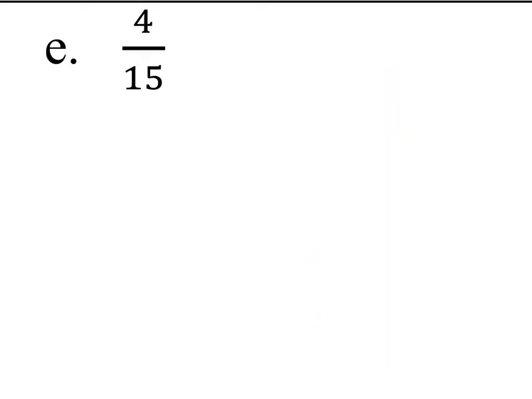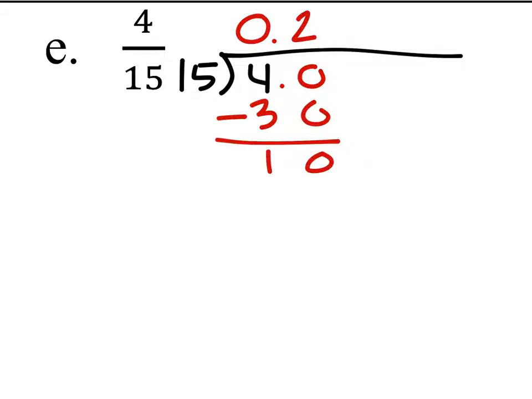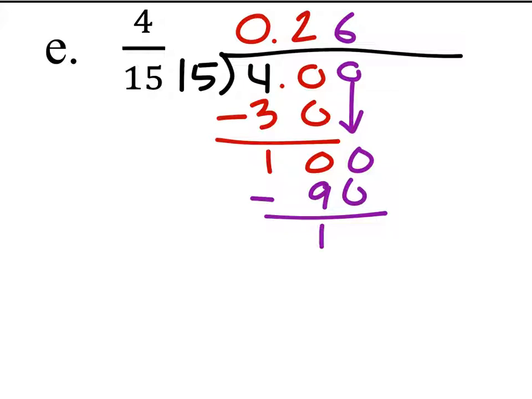4 divided by 15. So let's show this one using some long division. 15 won't go into 4. So we'll make that 40. 15 will go into 40 twice, which would give us 30, subtraction. I got 10, so I'm going to need to drop another 0. Looks like it's going to go into it 6 times. And 6 times 15 should give us 90. So when I subtract, I get a 10 again.